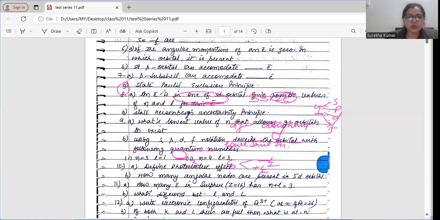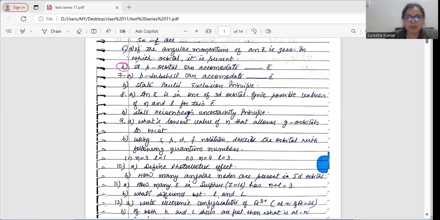Okay. Next question is 6b part. A p orbital, not subshell. Every orbital, whether it is S, P, D or F, can accommodate only 2 electrons. A p subshell means it is talking about all the 3 dabbas, the complete subshell. They can accommodate 6 electrons.